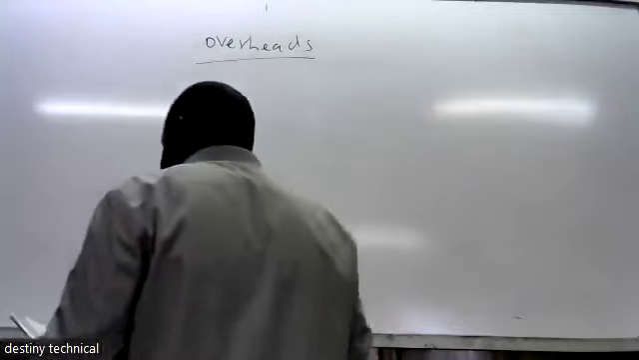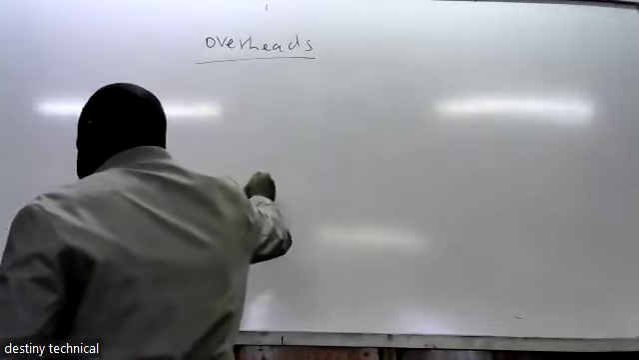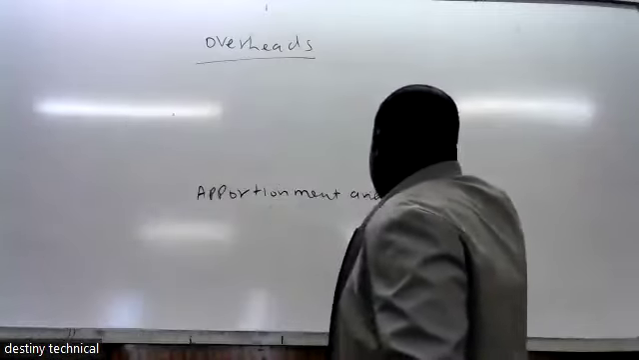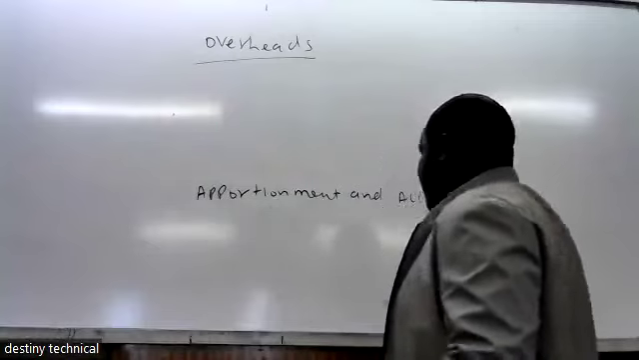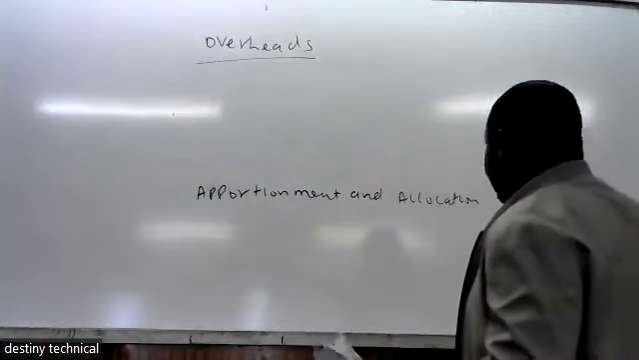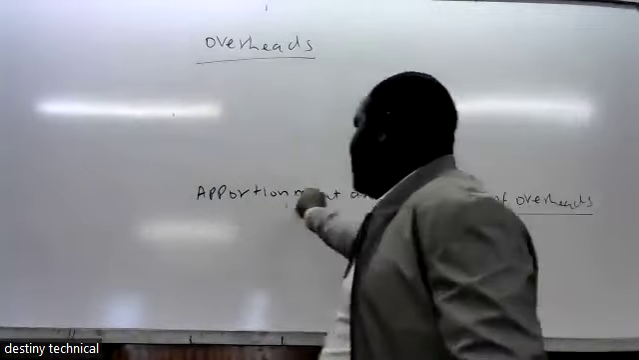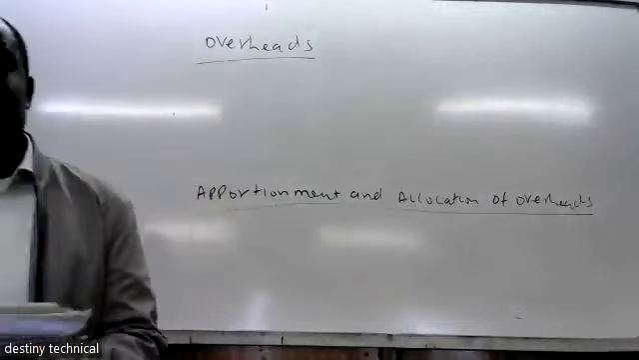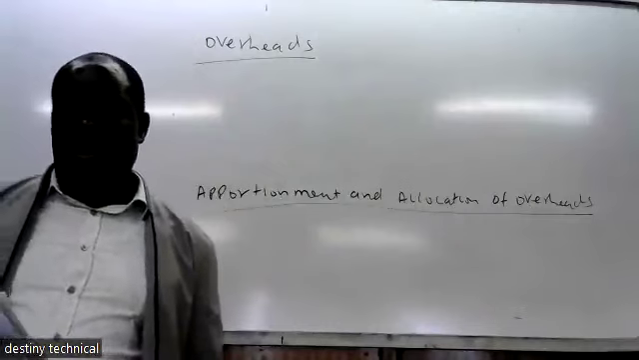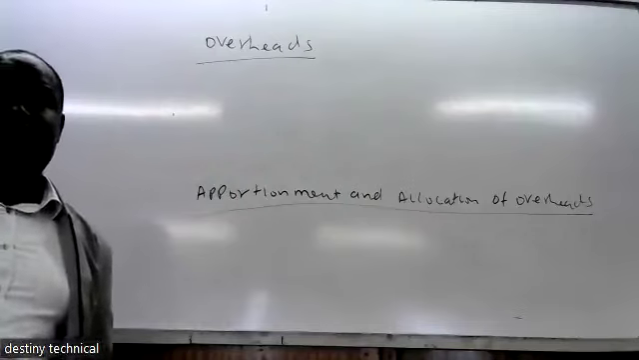So we can now write something brief about apportionment and allocation of the overheads. We start off with apportionment of the overheads.